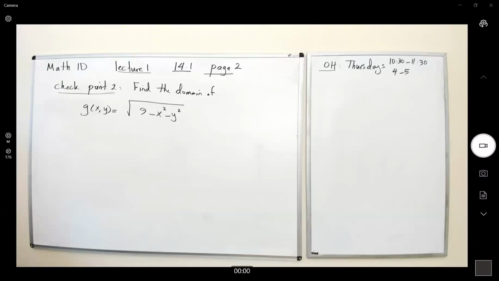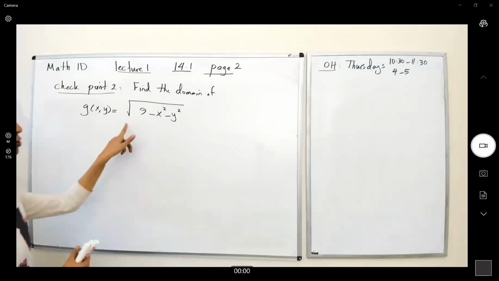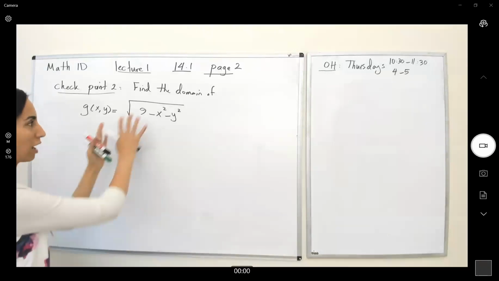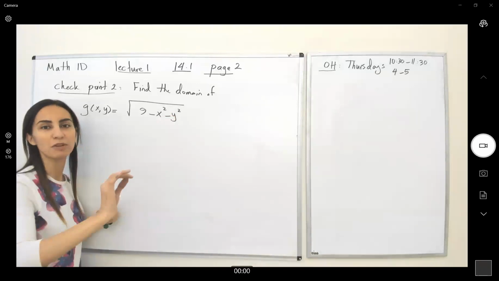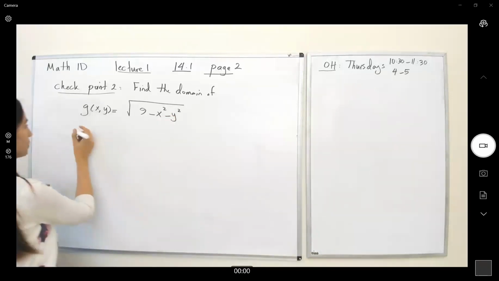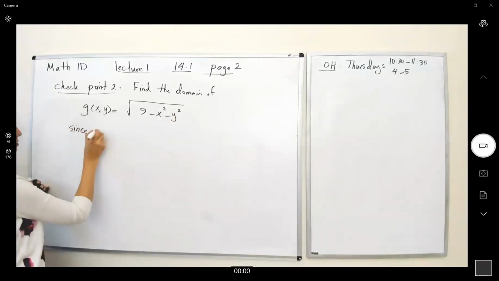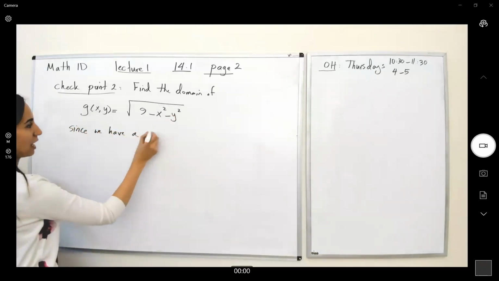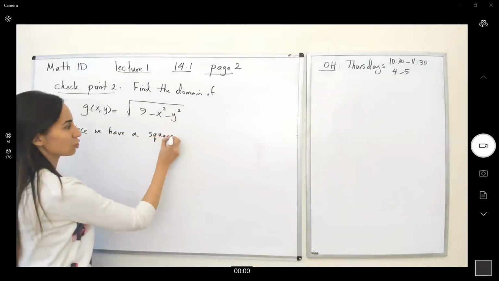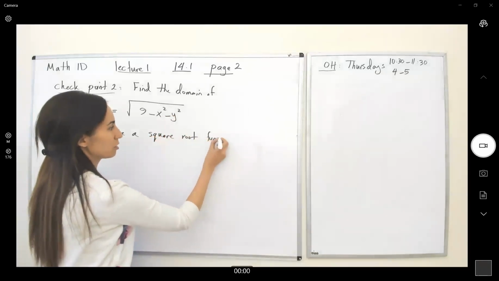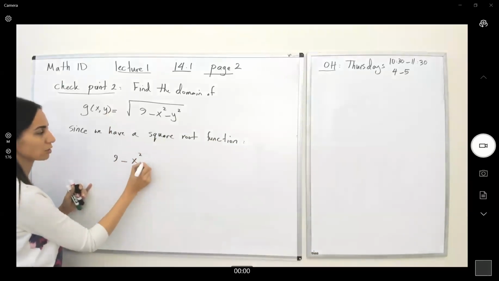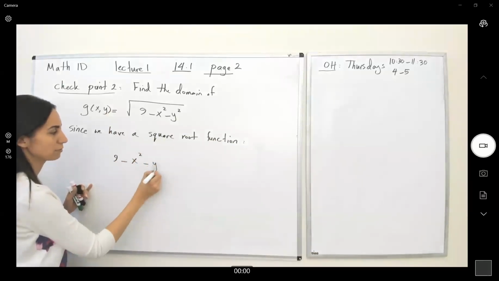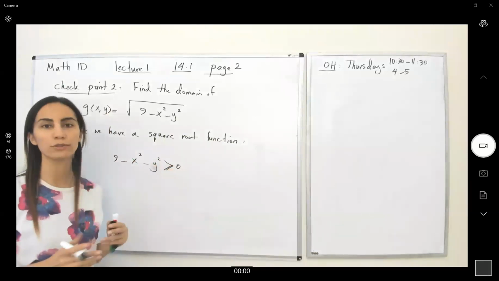Very well. So, what do we have here? We have a square root function. Whatever is inside the radical must be greater than or equal to 0. So since we have a square root function, 9 minus x squared minus y squared must be greater than or equal to 0.